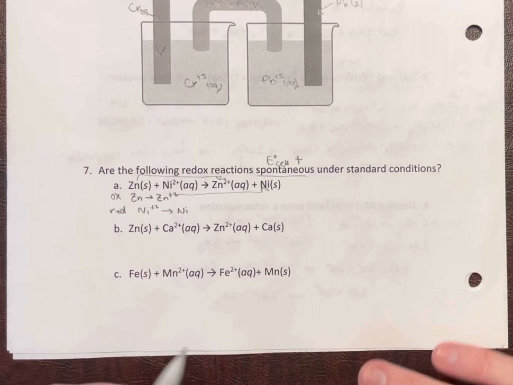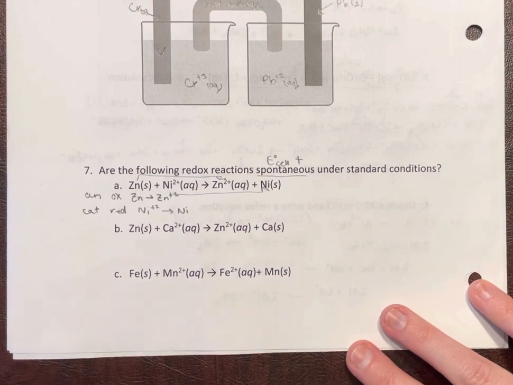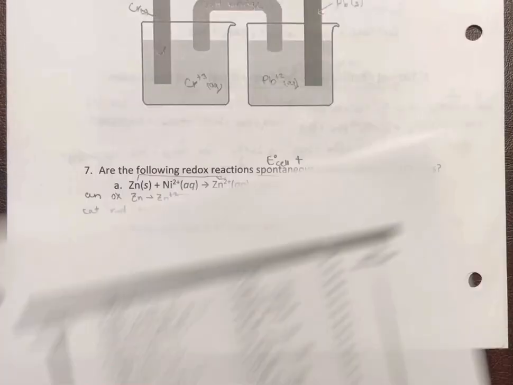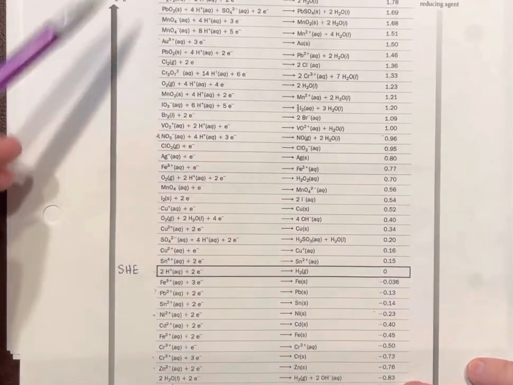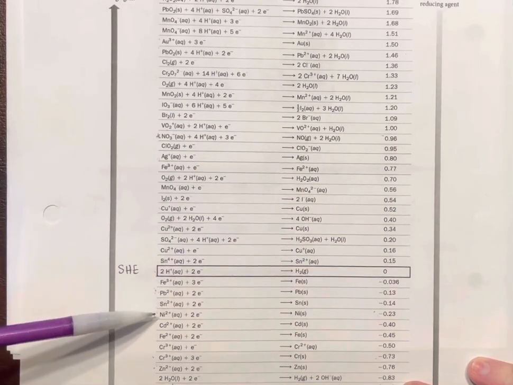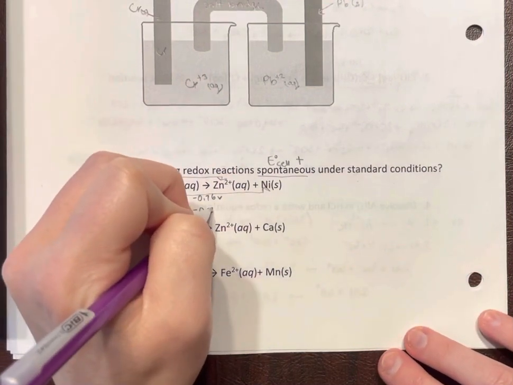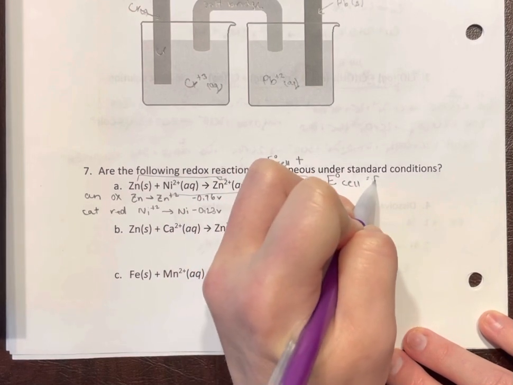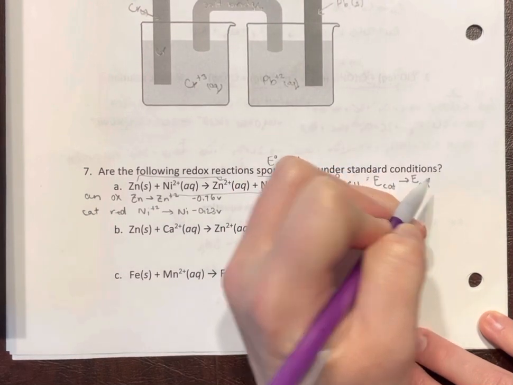So now oxidation occurs at the anode, reduction occurs at the cathode. Let's go to our table. Let's find zinc right here, negative 0.76. And nickel's a metal, it's probably gonna be down here. Here we go, negative 0.23. All right, so now I'm gonna write this up here: E cell is E cathode minus E anode.